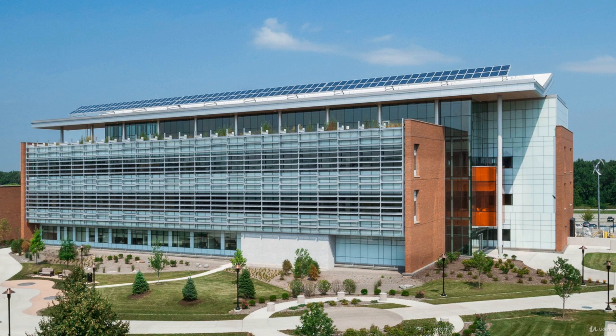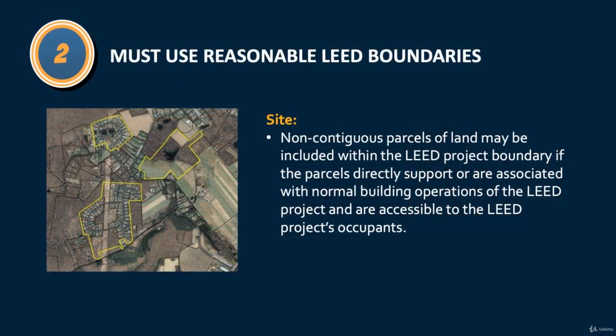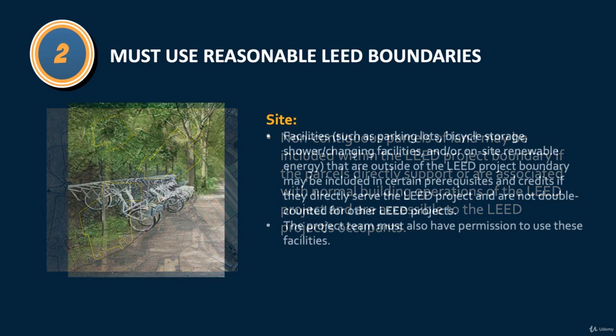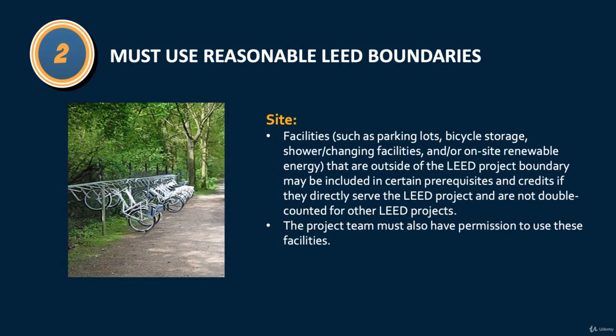Now let's have a look at some of the specifics. Let's start with the site. First of all, non-contiguous parcels of land may be included within the LEED project boundary if the parcel directly supports or is associated with normal building operations of the LEED project and is accessible to the LEED project occupants. Facilities, such as parking lots or bicycle storage or shower and changing facilities that are outside of the LEED project boundary may be included in certain prerequisites and credits if they directly serve the LEED project and are not double counted for other LEED projects. Naturally, the project team must also have permission to use these facilities.